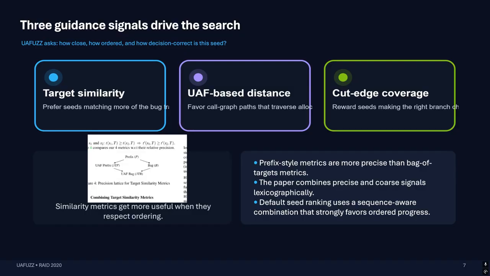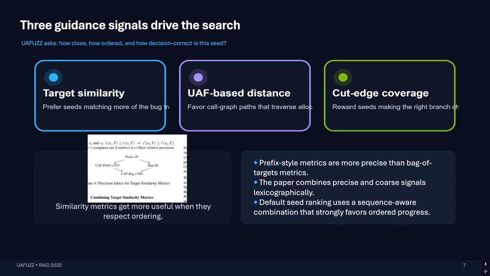The second one, the UAF-based distance metric. Normal directed fuzzing often uses this. However, in UAFuzz, it adapts the idea so that the measure is more meaningful for the bug class. It tries to basically reflect whether the execution is progressing through the right allocation, free and use stages.